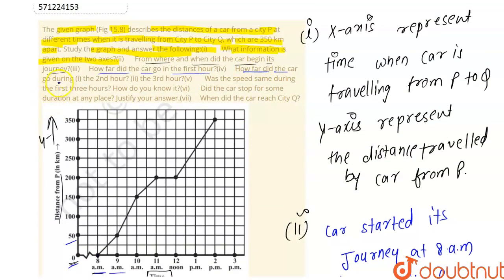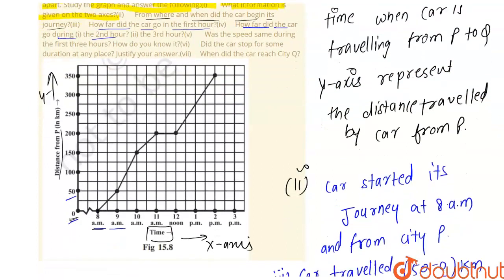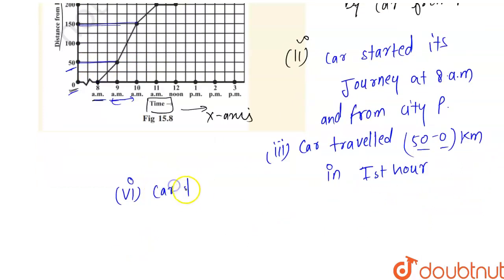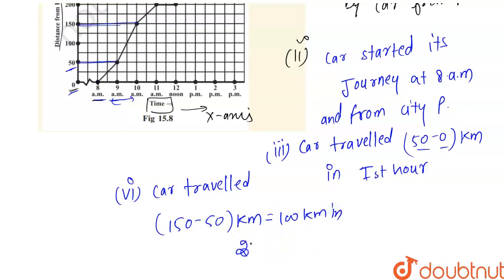Now let's move to the fourth part. How far did the car go during the second hour? In the fourth part you have to find the distance traveled in the second hour. Our second hour is from 9 a.m. to 10 a.m. At 9 a.m. the distance is 50 kilometer, and at 10 a.m. the distance is 150 kilometer. So we can say that the car traveled 150 minus 50 kilometer, which is equal to 100 kilometer in the second hour, right?